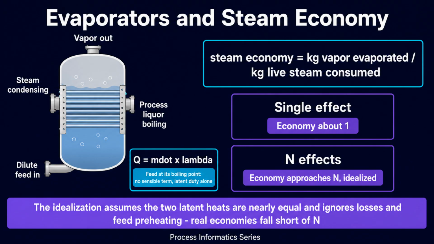one shell, steam condensing on one side, process liquor boiling on the other, separated by a tube wall. With feed entering at its boiling point, there is no sensible term and the duty is latent alone. Q equals m dot times lambda, with m dot the evaporation rate and lambda the latent heat. The economics reduce to 1 ratio. Steam economy is kilograms of vapor evaporated per kilogram of live steam consumed.